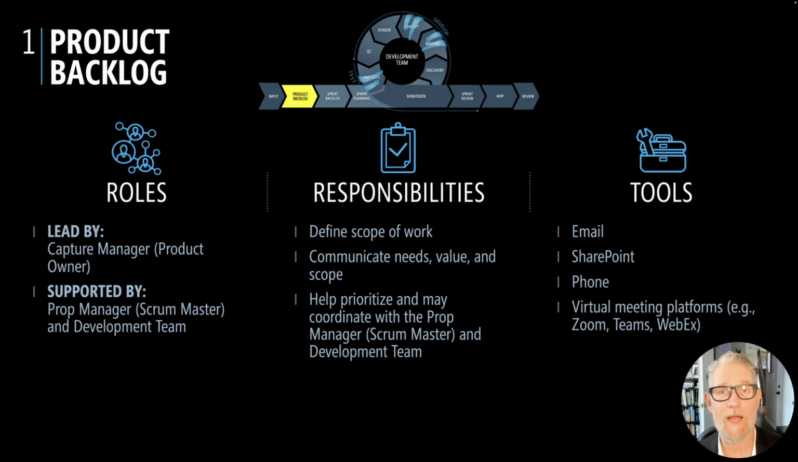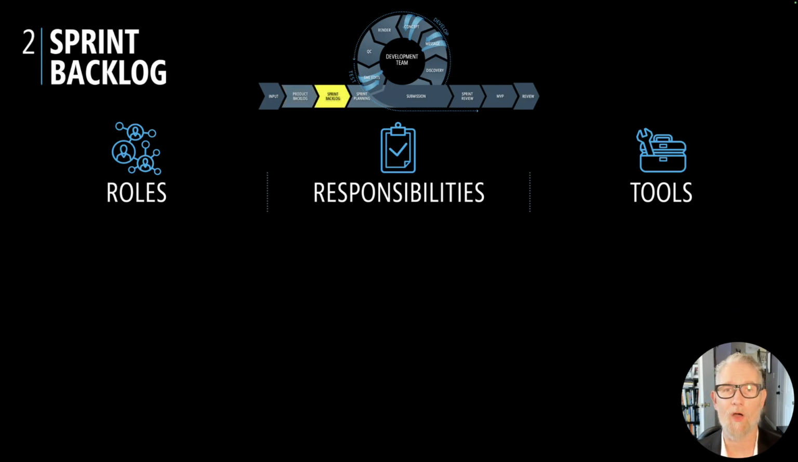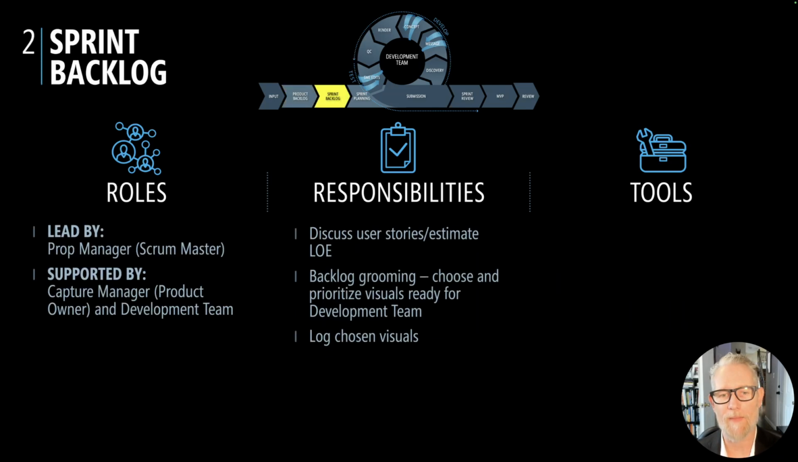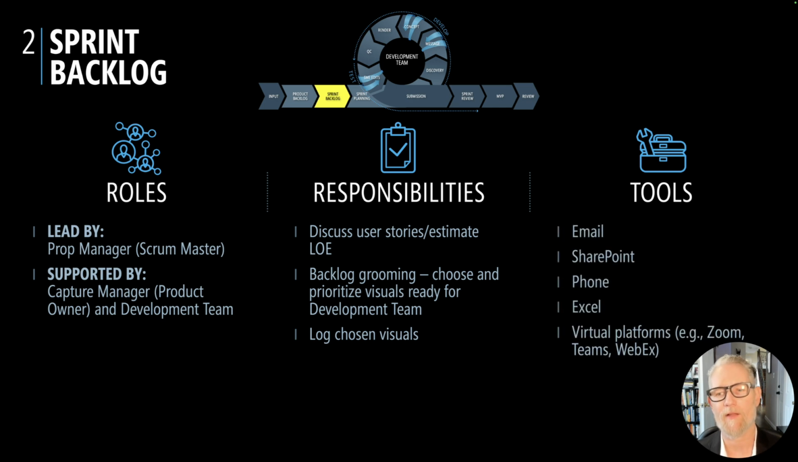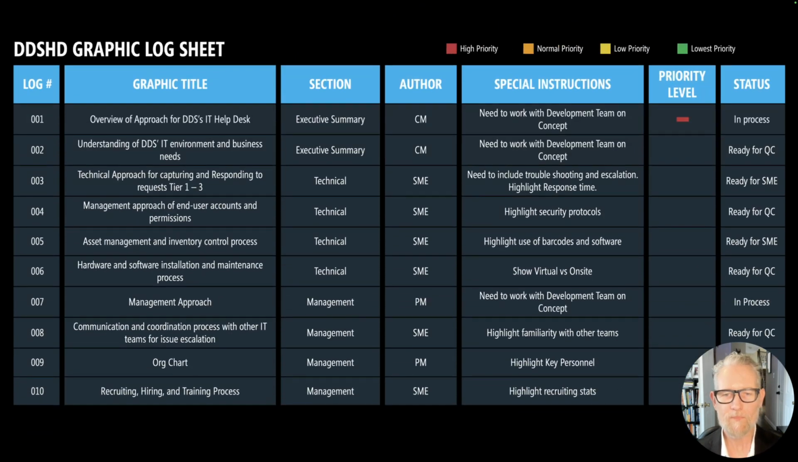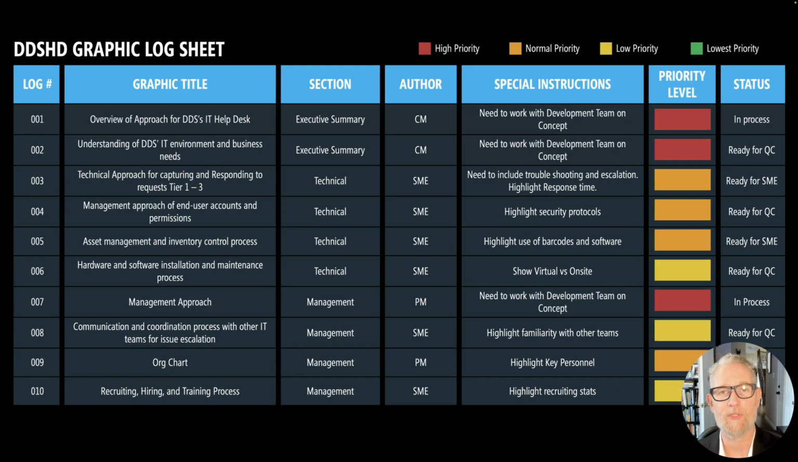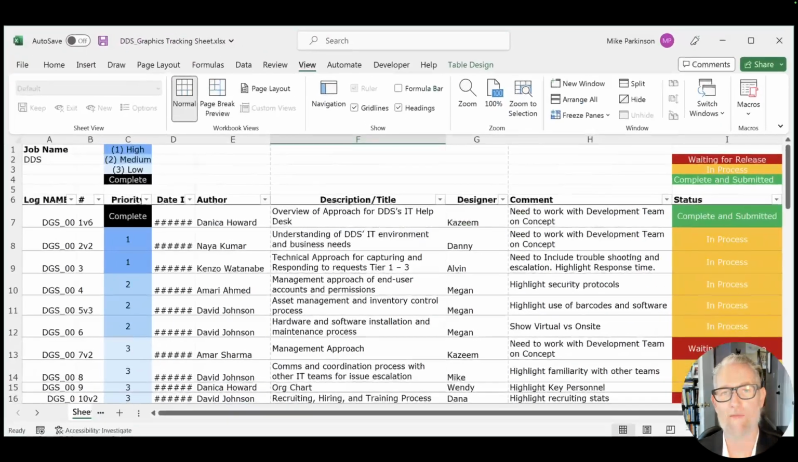So the next step is what's called a sprint backlog, and that's going to be run by the proposal manager, and they're essentially determining the estimate or level of effort, and they're going to use tools like SharePoint, Excel. So they would create a way to capture and track any information that helps them estimate and make sure that they can execute in the timeline that they have. Now, in a proposal, you may find it'll look something like this, like an Excel document.